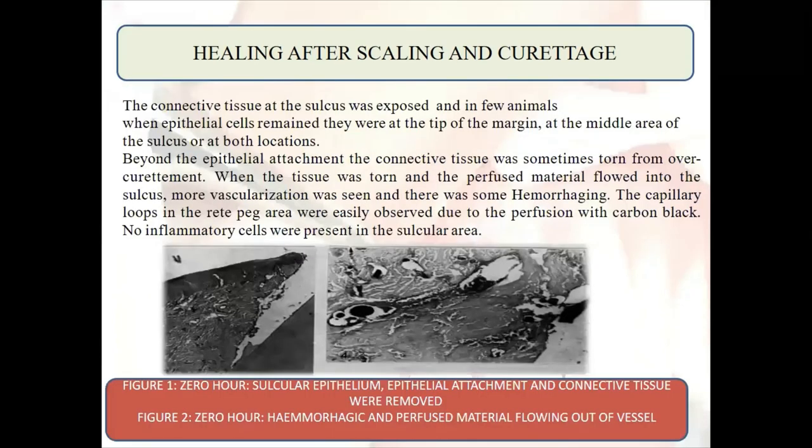They observed different kinds of change. At hour 0, they found that the sulcular epithelium, attachment and connective tissue were removed entirely, and hemorrhagic and perfused material was flowing out of the vessels. Beyond the epithelial detachment, the connective tissue was sometimes torn off from overcurettage. When the tissue was torn, the perfused material flowed into the sulcus. More vascularization was seen and there was some hemorrhaging. The capillary loops in the rete peg area were easily observed due to the perfusion with the carbon black. Till now, no inflammatory cells were present in the sulcus area.